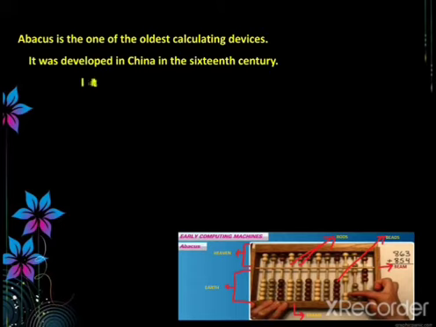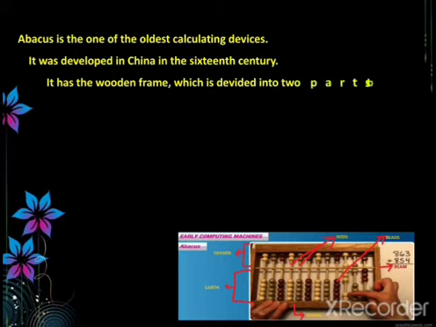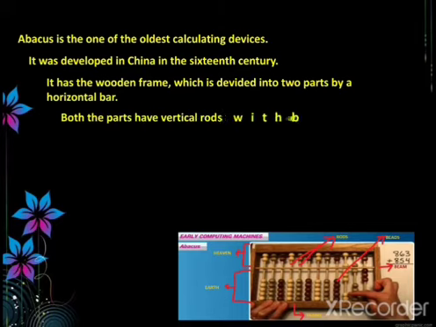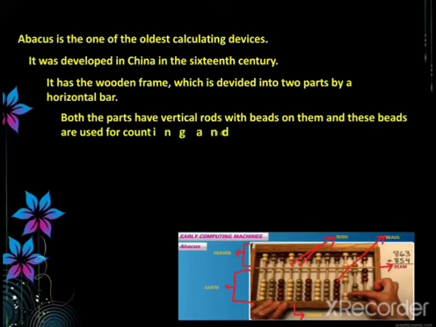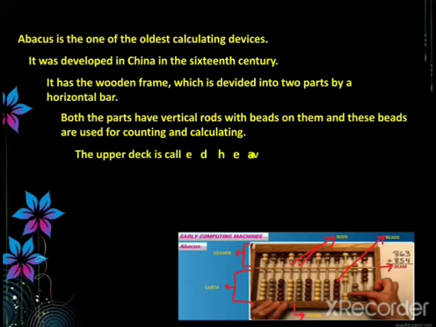What is abacus? Look at the picture. I marked heaven, earth, rods, beads, beam and frame. The abacus was the first calculating device created by man. It was developed in China in the 16th century. It has a wooden frame which is divided into two parts by a horizontal bar. Both the parts have vertical rods with beads on them, and these beads are used for counting and calculating.